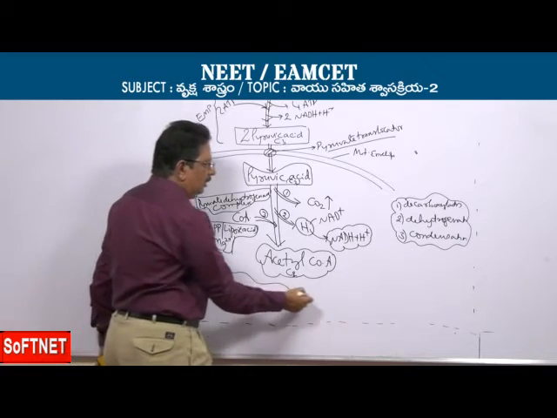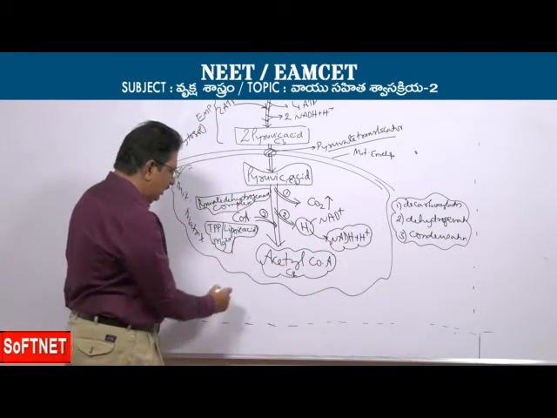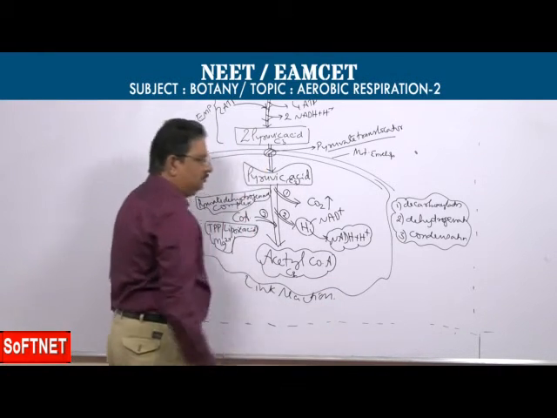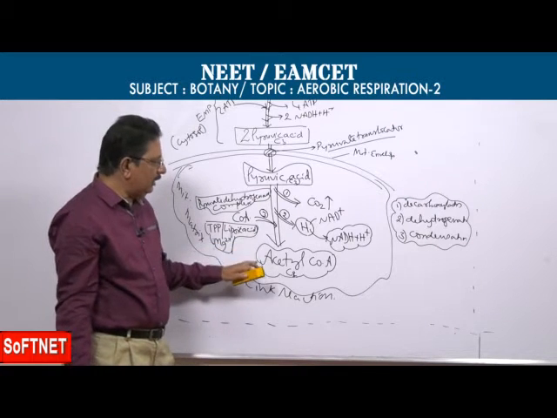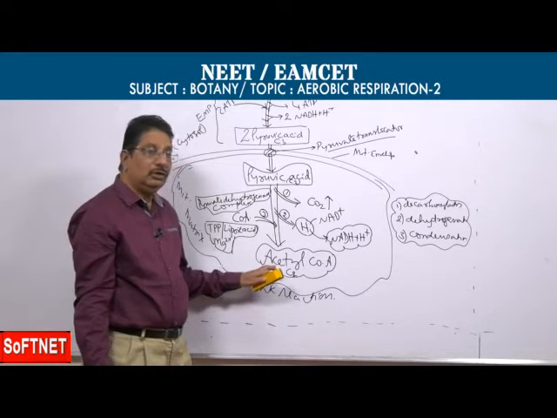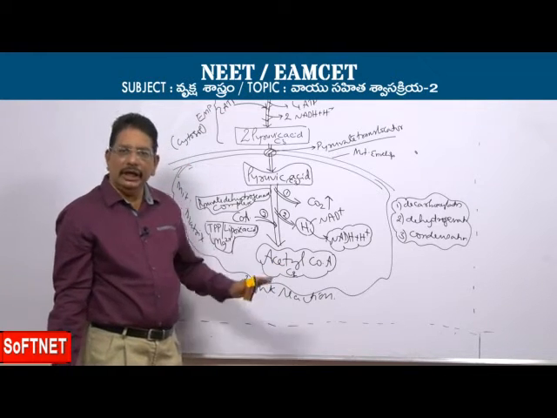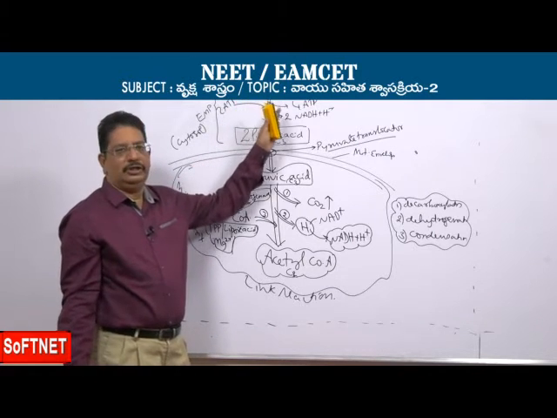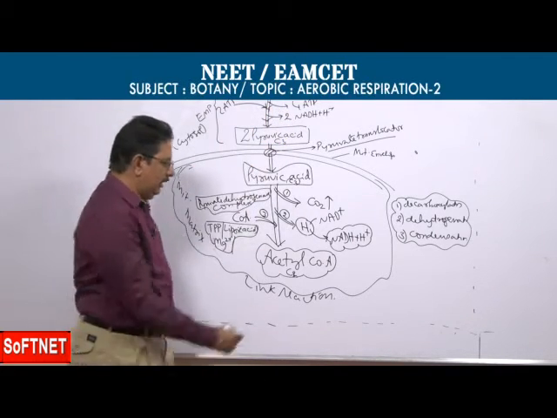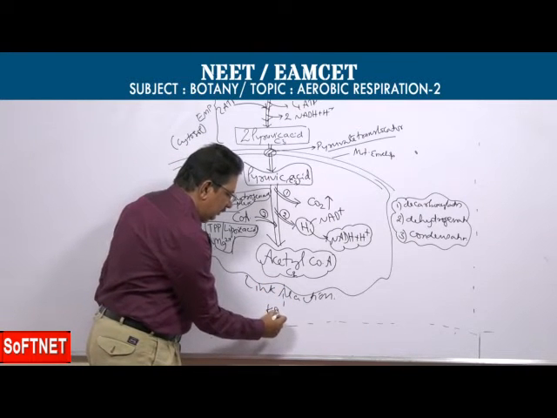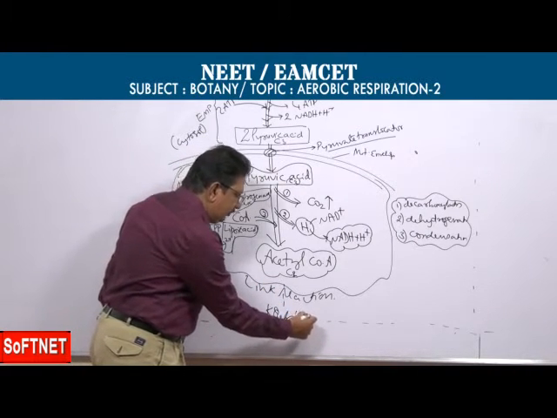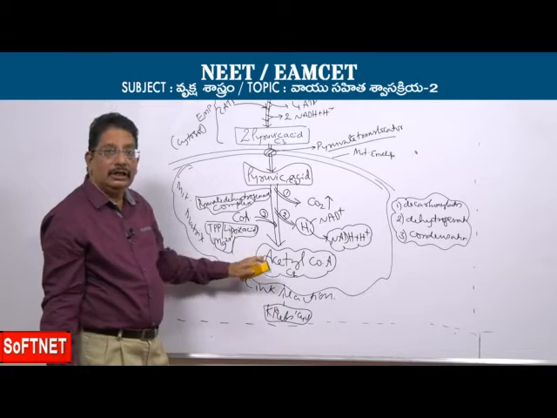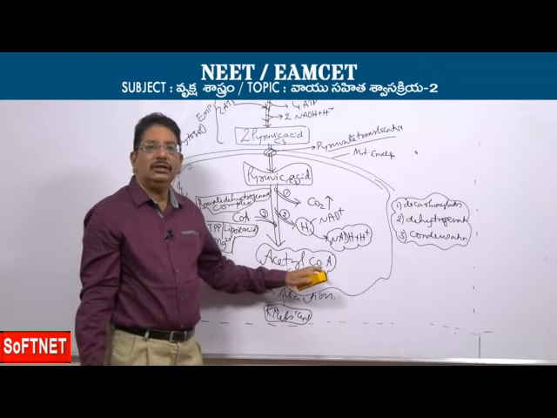So, this entire process is named as the link reaction, because the product of this reaction, what is it? Acetyl coenzyme A is going to connect or link up the 2 mega events of aerobic respiration, that is glycolysis and Krebs cycle. So, Krebs cycle and glycolysis are connected by a linking substance called acetyl coenzyme A.